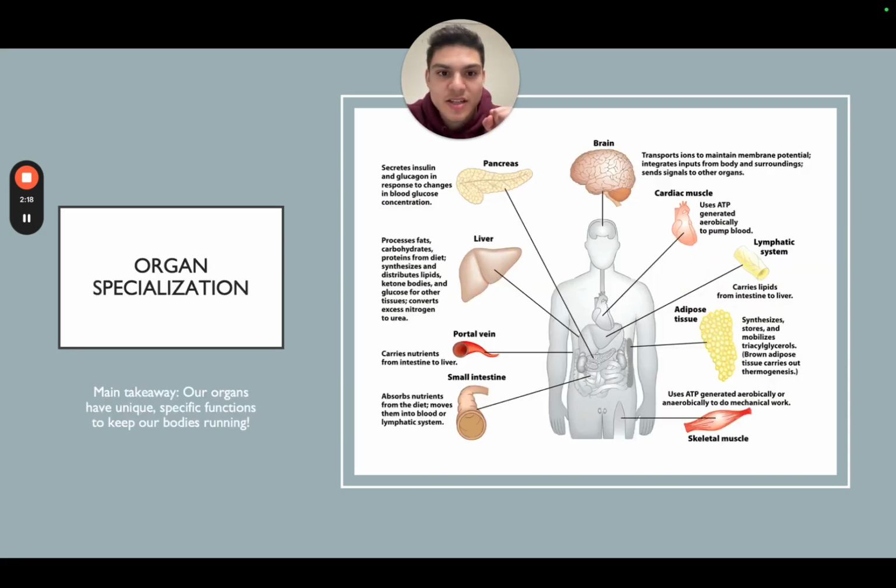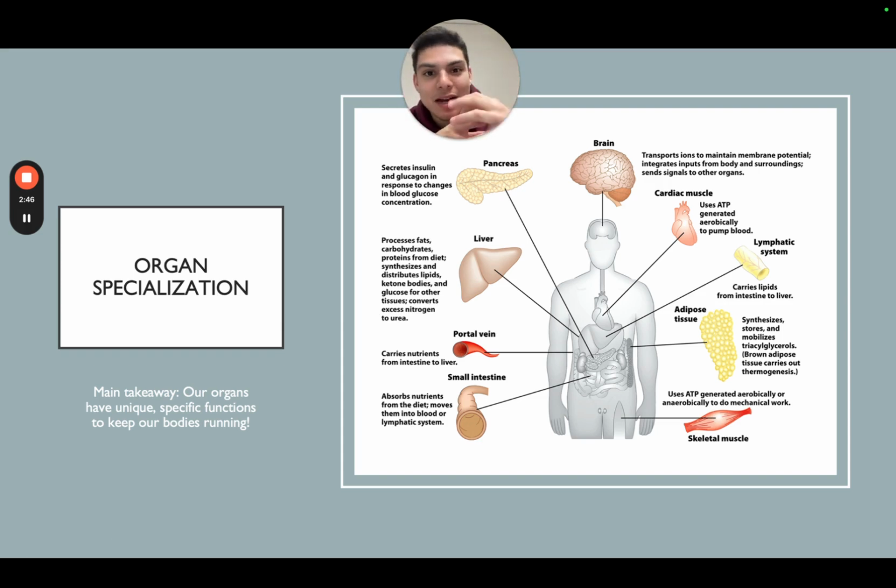Then organ specialization. So this is important because the main takeaway is that our organs have unique specific functions to keep our bodies running, and our liver is the one that mainly handles all the metabolic processes, right? And that's why metabolic syndrome, one of these clinical diagnoses that's taking America by wave, is the fact that the liver is unable to process the carbohydrates and the fats, and we end up forming adipose tissue because the liver is like, hey, I can't even break it down. I have to form adipose tissue.